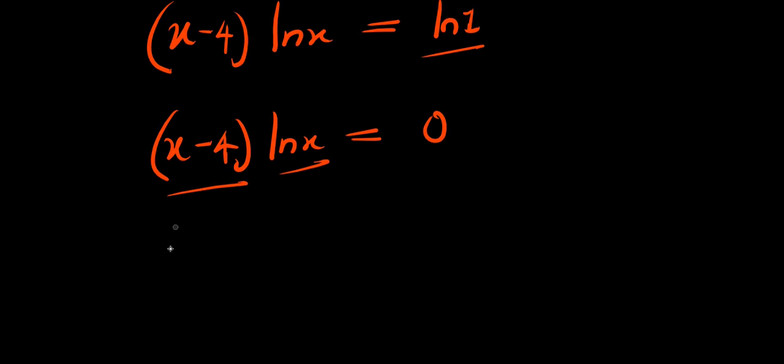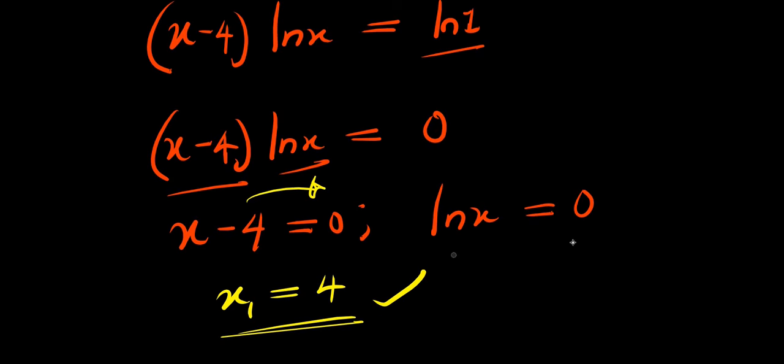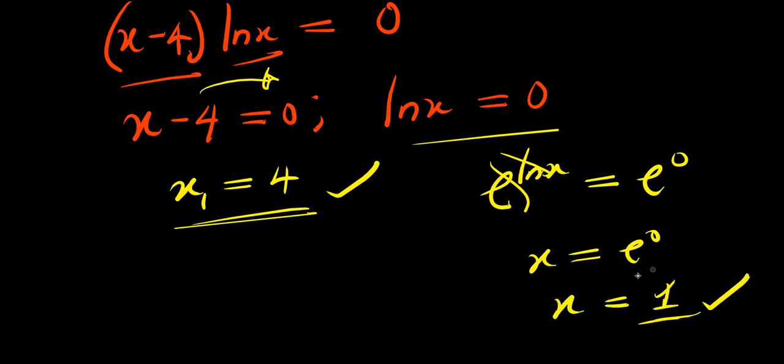Let's equate each of these to 0. We have x - 4 = 0. We have ln x = 0. So to solve for x right here, I move this negative over here. I have x = 4. This is my x1. To solve for this, I make use of e. I have e^(ln x) = e^0. So e eliminates ln. I have x = e^0. From here, I have x = 1. We still end up having the two solutions that we had earlier on.